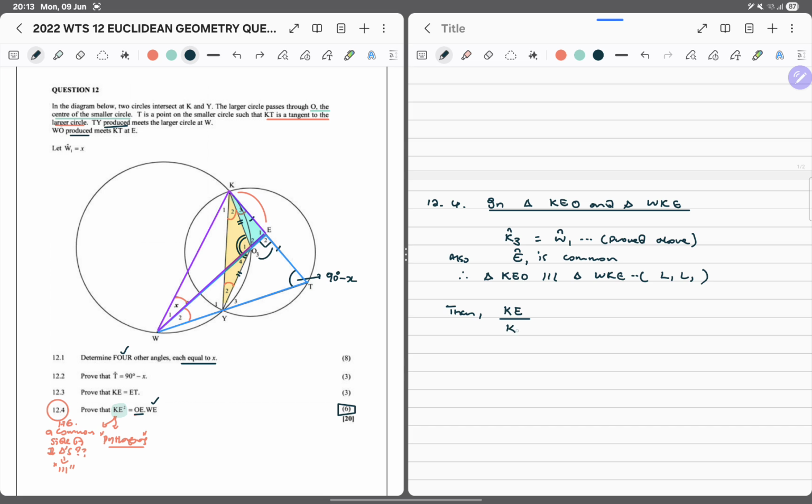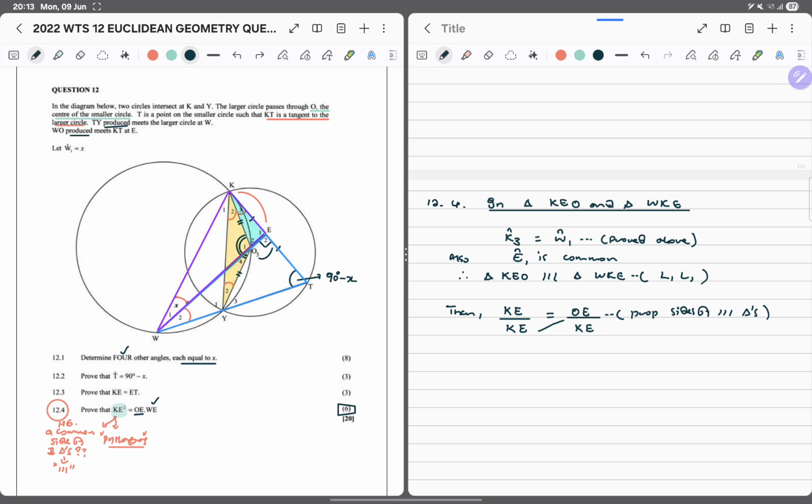So this means WE comes down there. This is going to be equal to, of course, we look at this one. OE is from the small triangle, divided by OE is opposite the K3. K3 is equal to W1 on the other triangle. The side opposite that is KE. So we can just say proportional sides of similar triangles. They will give us that ratio.